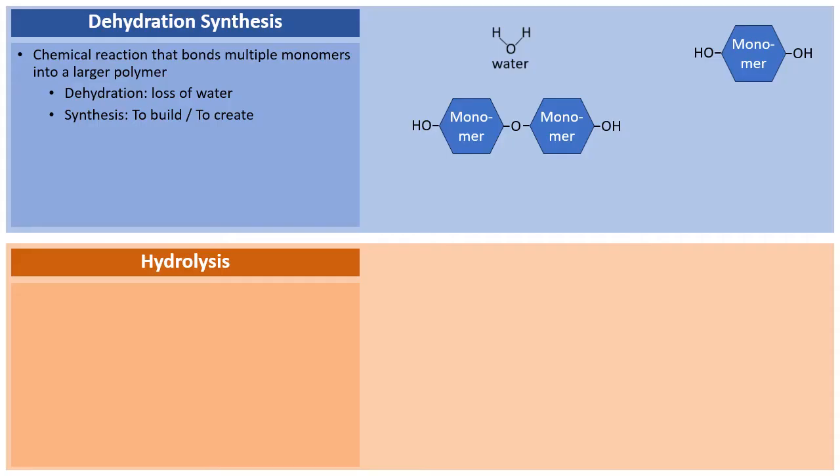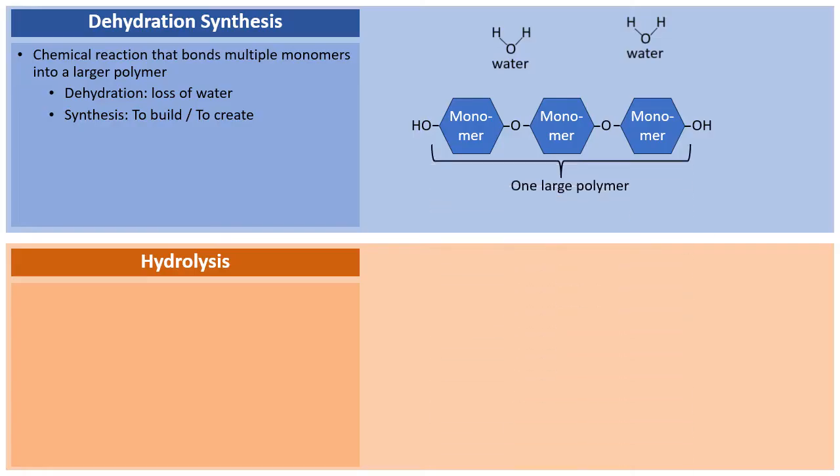They were built or synthesized to make a larger molecule, and that's where the word synthesis comes from. Let's do that one more time. Let's bring in this third monomer, and again it's a dehydration reaction because I've highlighted two H's and an O. This is going to be water in 3, 2, 1. So a water molecule is removed, and all three monomers have been bonded together to make one larger polymer. That's a dehydration synthesis reaction.